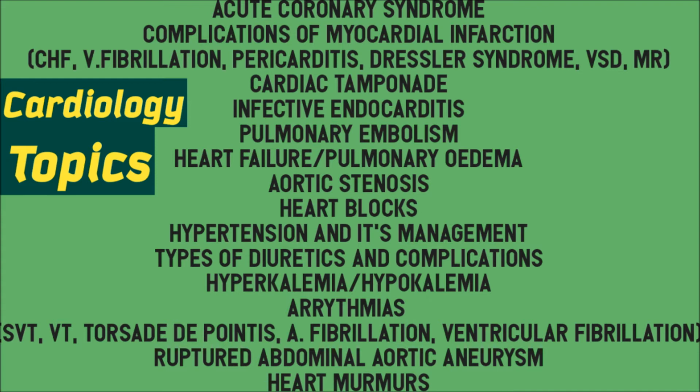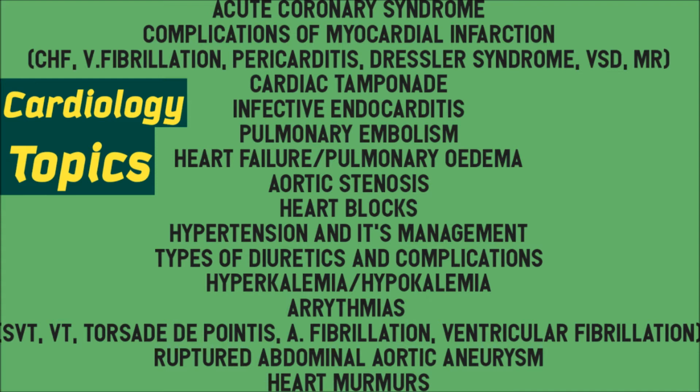Now we will talk about what the major and minor criteria are. There are two major criteria and five minor criteria. Among the major criteria, number one is a positive blood culture. If there is a positive blood culture and evidence of infective endocarditis on echocardiogram, then the patient is definitely a diagnosed case. So the two major criteria are a positive blood culture and evidence of infective endocarditis on echocardiogram.